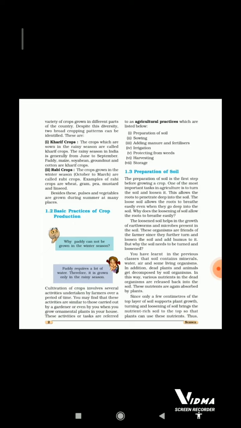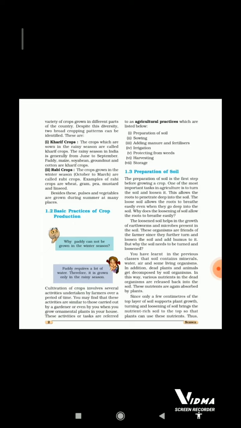The loosened soil helps in the growth of earthworms and microbes present in the soil. These organisms are friends of the farmer since they further turn and loosen the soil and add humus to it. But why does the soil need to be turned and loosened? You have learned in previous classes that soil contains minerals, water, air and some living organisms. In addition, dead plants and animals get decomposed by soil organisms.